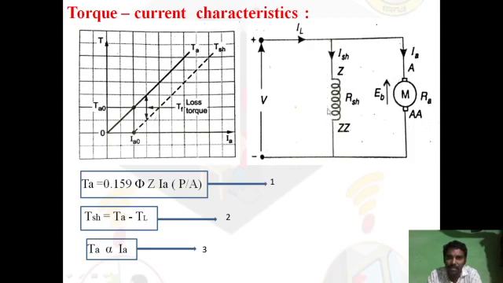Therefore, you can consider this part ZZ that we have shown, which is the stationary part, the pole part, called the field coils. The other one is the rotating part, which is nothing but the armature part. This portion represents the rotating part of a DC machine. Here it is a DC motor, which is represented by M. This is the rotating part, and this is the stationary part. Overall, a supply is given. So this is the circuit representation of a DC motor.